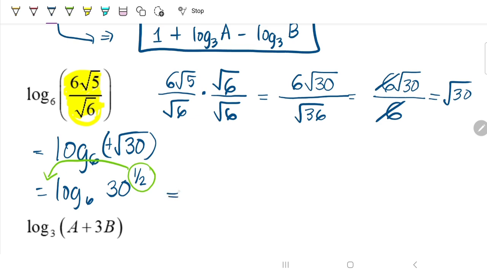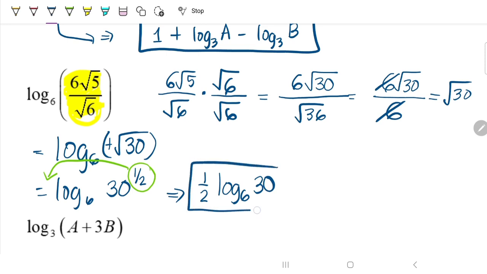So doing that, this is written as 1 half times log base 6 of 30. Okay? So pwede ng final answer ito. However, if you wish to further expand this, so ano yung pwede nating gawin?